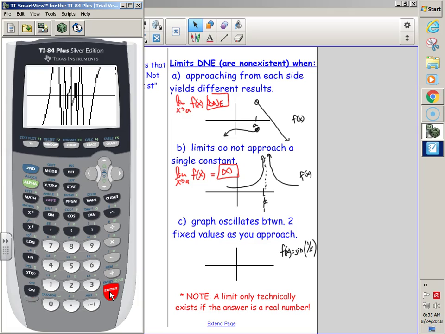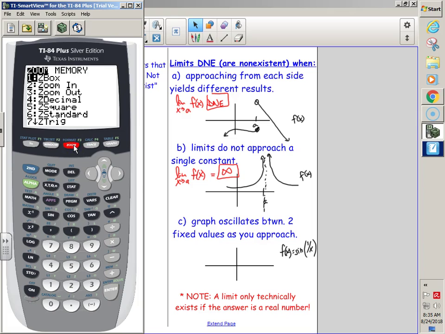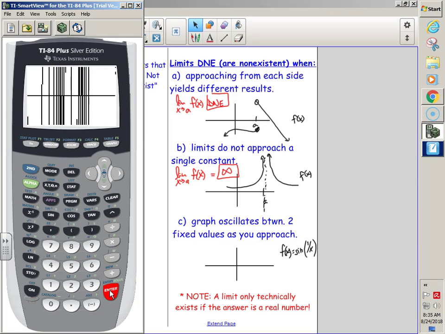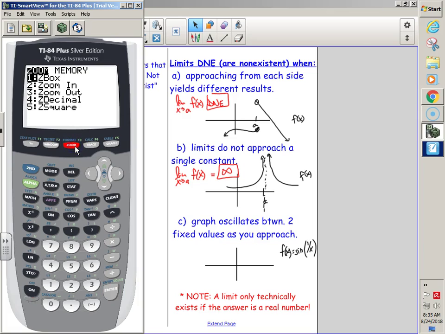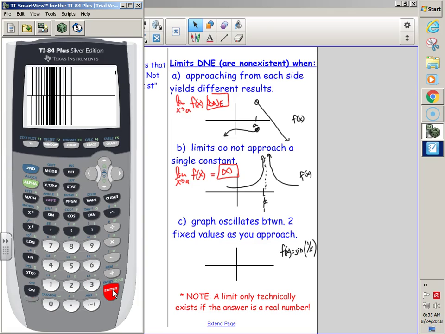Now it looks like it's kind of going up and down to positive and negative infinity. I need to zoom in just a little bit more. Now I don't even know what it's doing. Maybe it's going to 0? Maybe I just can't see it, so maybe I should zoom in a little bit more. Yeah, it does look like a barcode.